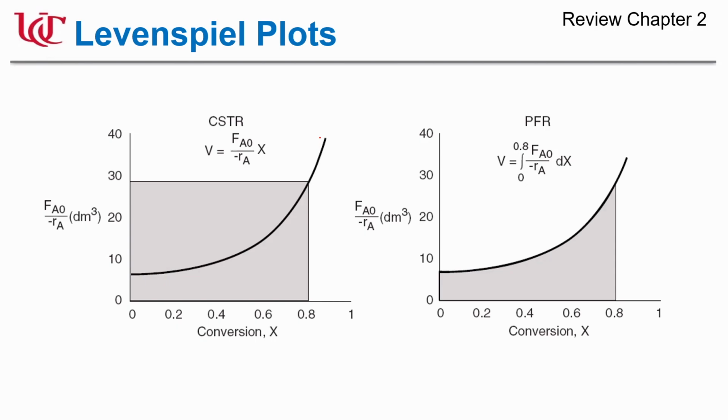It only satisfies these two conditions: positive reaction order and isothermal reaction. Then normally you have a smaller volume for the PFR than the CSTR, as you can see here. These two figures clearly show that the PFR is more efficient, because it needs a smaller volume to reach the same conversion.